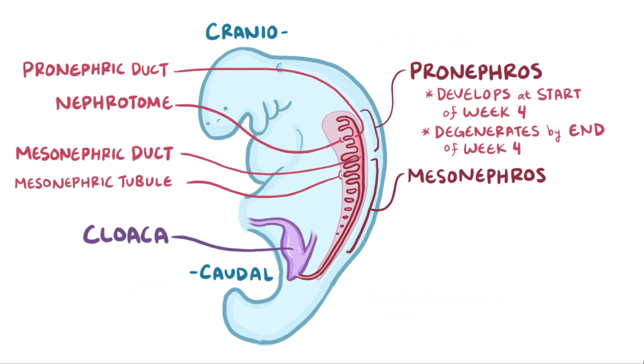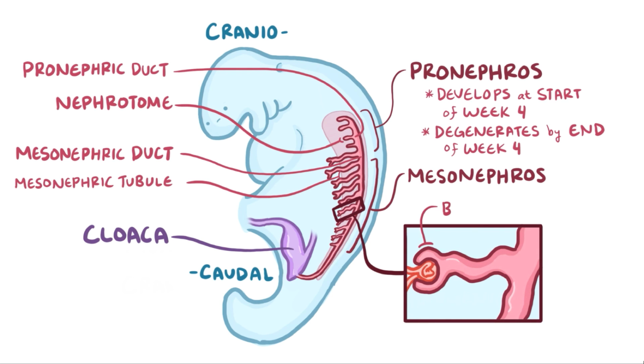Just like the nephrotomes, the mesonephric tubules break off as chunks of tissue from the nephrogenic cord. The mesonephric tubules are hollow, S-shaped tubes. On one end, they connect to the mesonephric duct, and at the other end, the tubule forms a cup-shaped structure called a Bowman's capsule, around a clump of capillaries called a glomerulus.